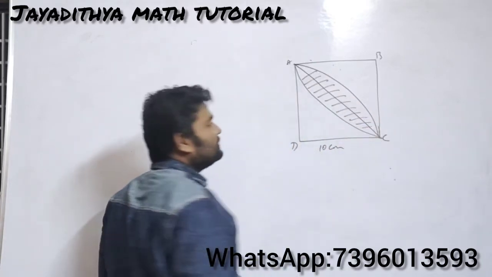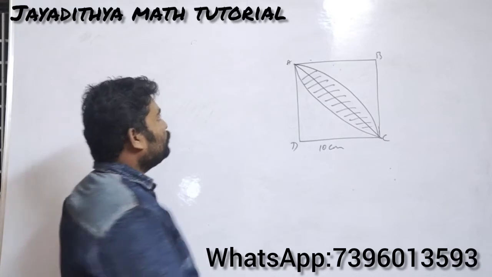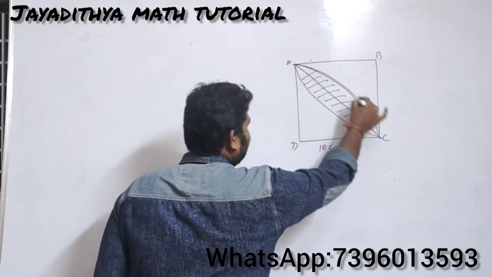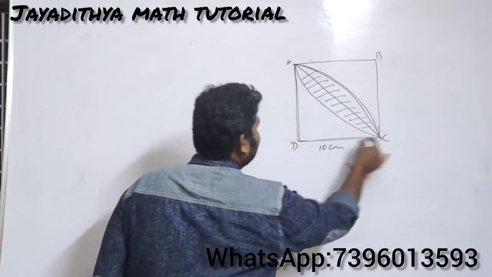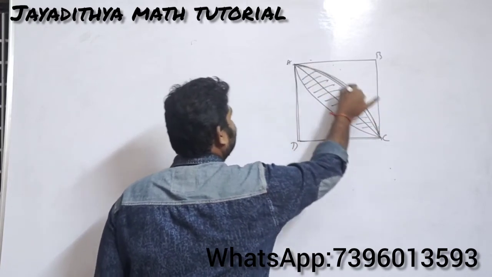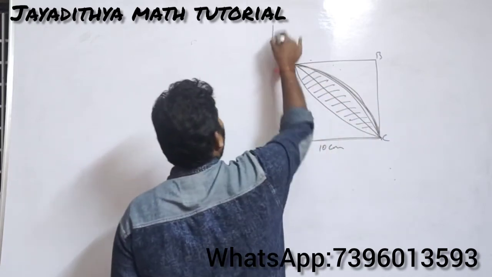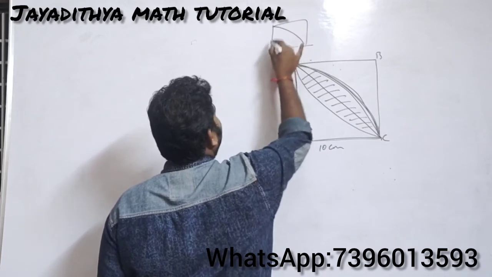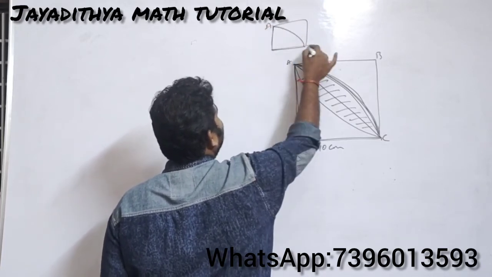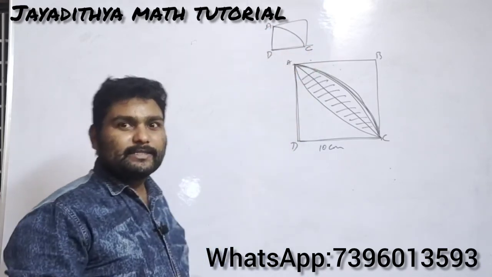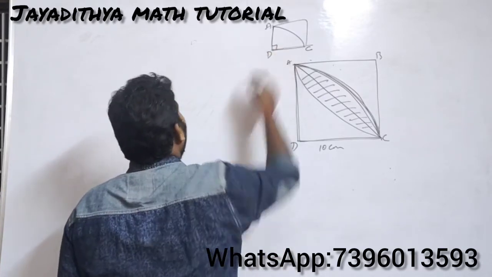So draw a diagonal like this. If you draw a diagonal, you can observe a sector here, A, C, D. Is this a sector or not? So you can see the figure like this now. So A, C, D will be a sector. So first find the area of the sector.